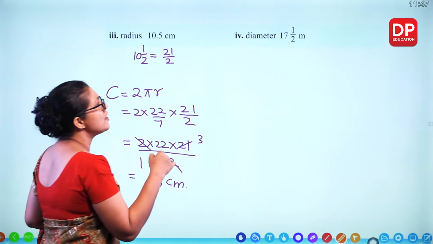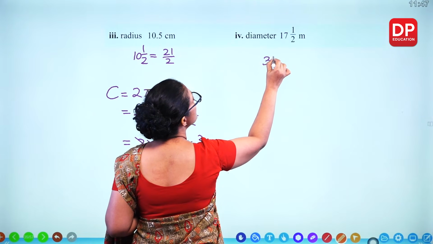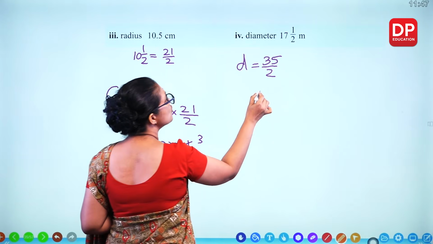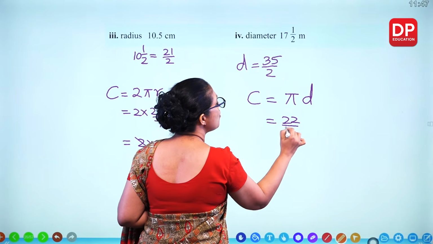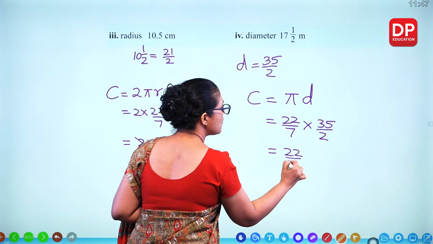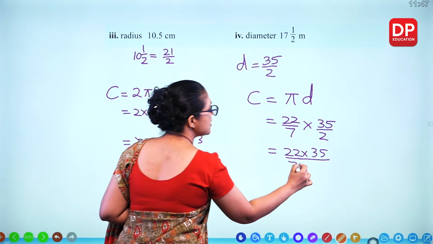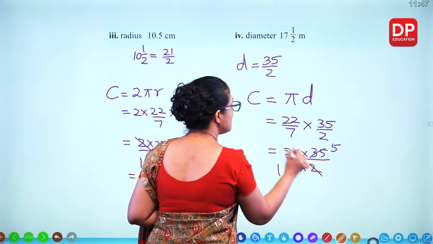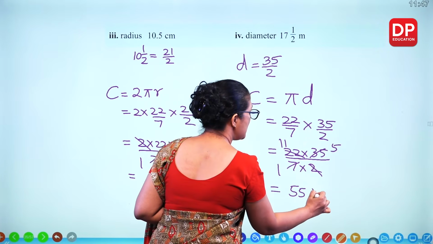17 and a half, convert to an improper fraction. So you get 35 over 2 as the diameter. Now what's the suitable formula? Pi d. Pi is 22 over 7 and d is 35 over 2. So 22 over 7, here 35 in the numerator, this is 2 here. 7 times 1 and 5. 2 times 11. 11 times 5, 55 meters.